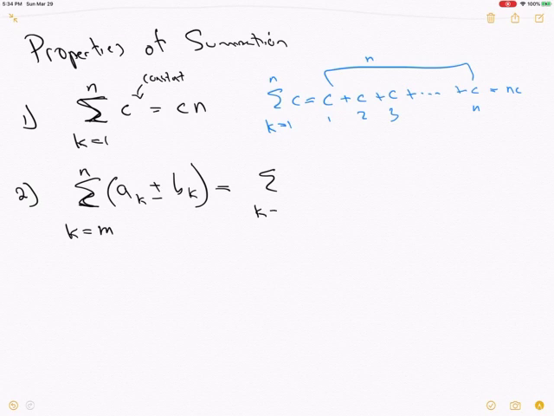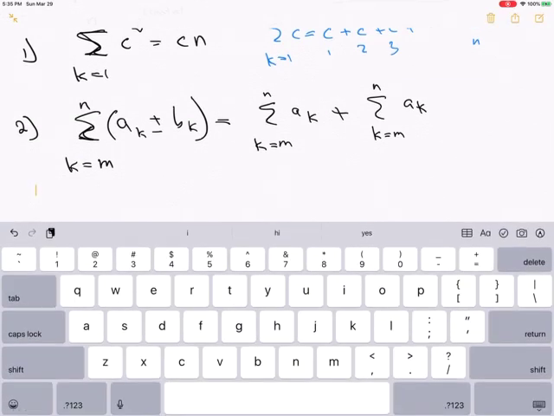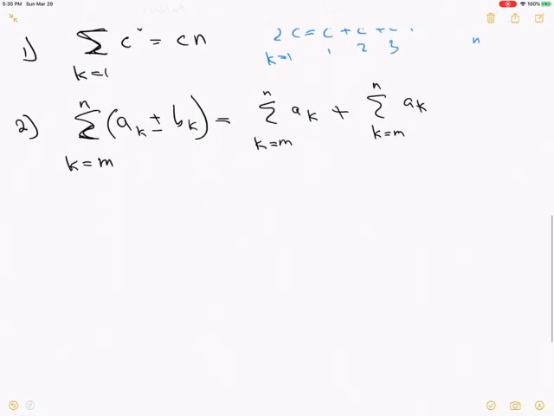This is essentially the commutative property. You can do the first sum, and you can add to that the second sum. So finite summations distribute well over addition. And again, this property is essentially just the fact that addition is commutative.